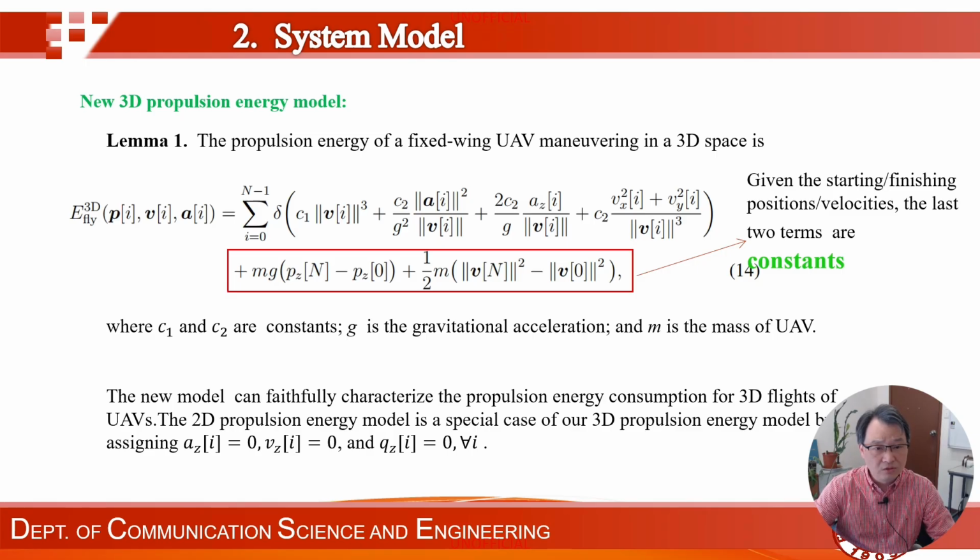So this new model faithfully characterizes the propulsion energy consumption of UAVs in three-dimensional flights, which is more accurate than the existing two-dimensional model. As a matter of fact, the conventional two-dimensional propulsion energy model becomes a special case of this formulation by setting the vertical acceleration, velocity, and displacement to 0. This improvement allows us to better capture the real-world energy cost of UAVs operating in three dimensions, which is very crucial for designing efficient flight trajectories for UAVs.